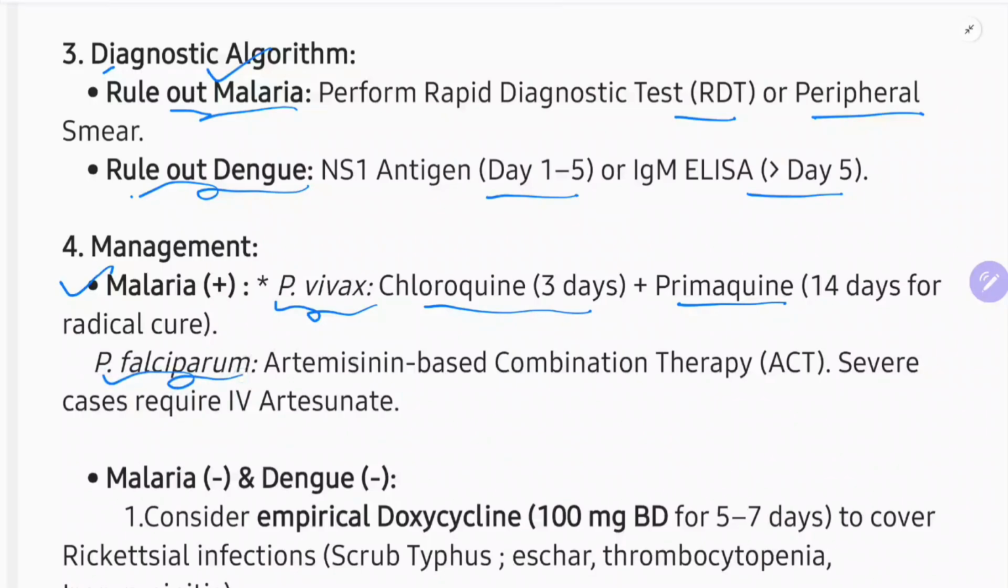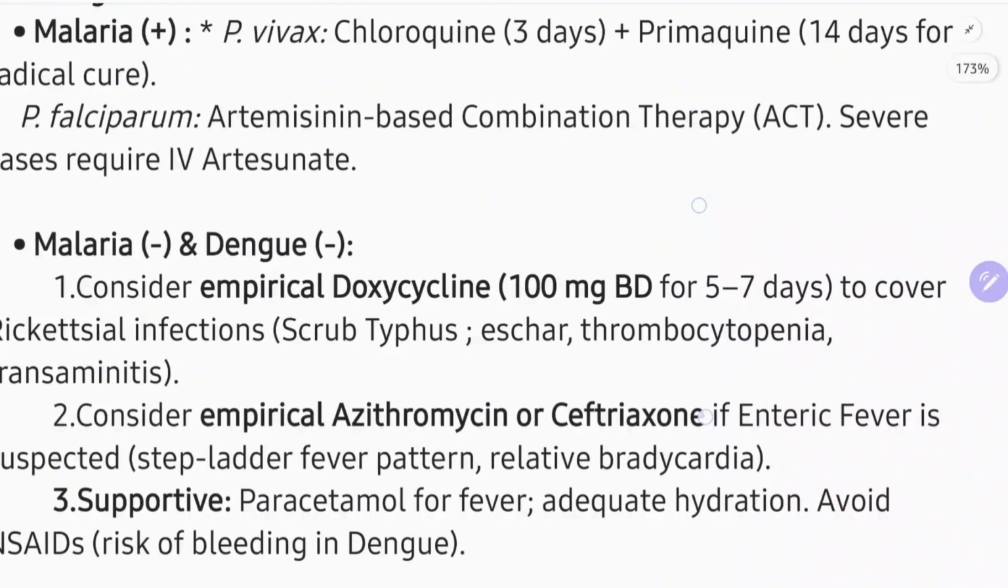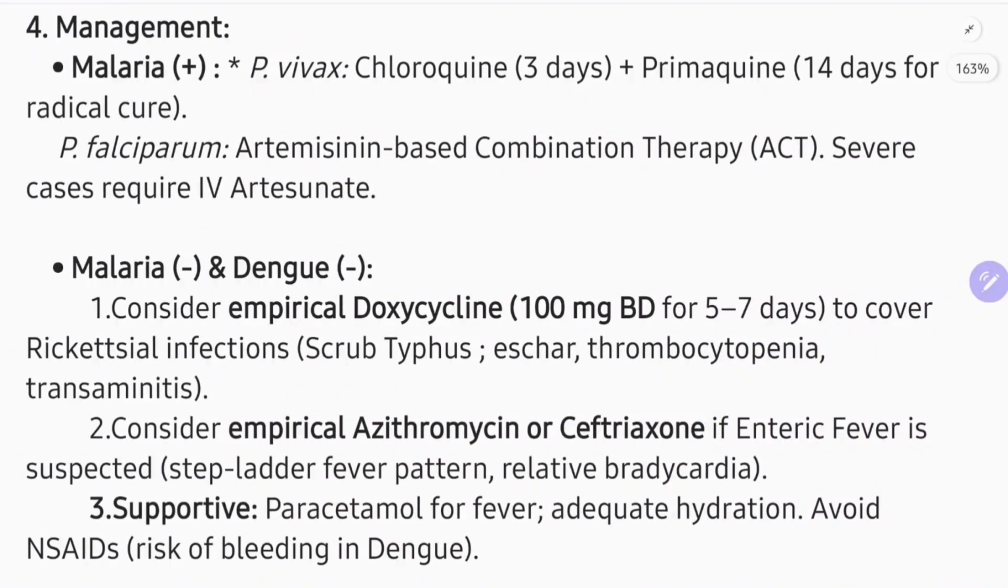And if it is Plasmodium falciparum, then artemisinin-based combination therapy should be given. Severe cases should receive IV artesunate. Okay. Now, if the patient is negative for malaria and dengue, then give empiric treatment for typical and atypical bacteria. Consider empirical doxycycline 100 mg BD for 5 to 7 days to cover rickettsial infections like scrub typhus.